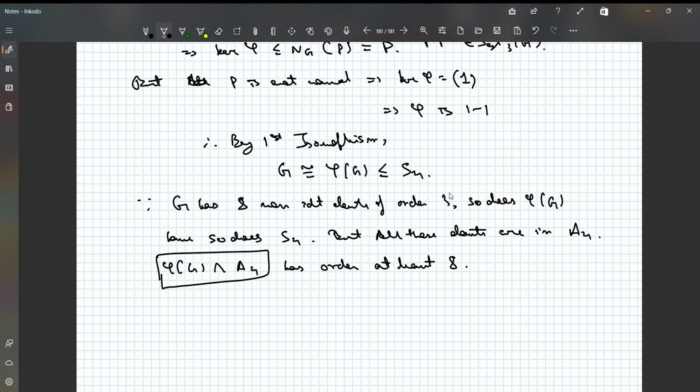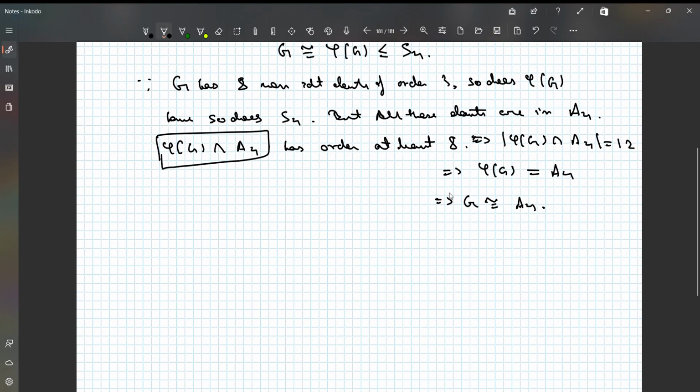Therefore, the only possible order of phi G intersection A4 is 12. But since phi G intersection A4 is contained in both phi G and A4, and both have order 12, phi G must equal A4, right? And this means that G is isomorphic to A4. So the first part of the claim is done. We are only left with the second part of the claim, that if G is isomorphic to A4, then it has a unique Sylow 2 subgroup.